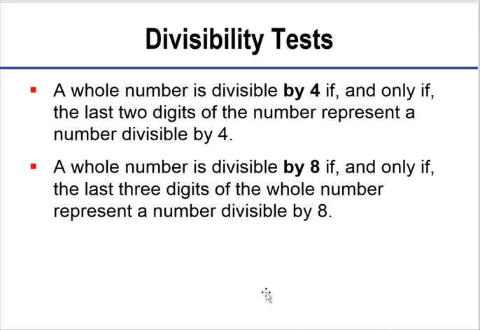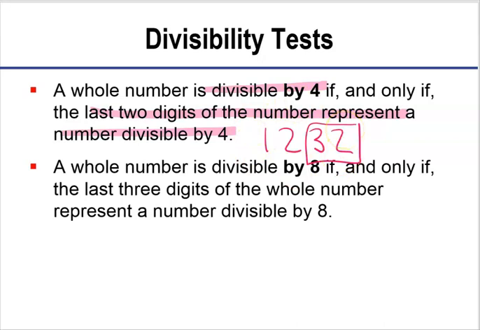How do you tell if a whole number is divisible by 4? Anybody know a trick for 4? Divisible by 4 if and only if the last 2 digits of the number are divisible by 4. So how about this one? If I give you 1,232, the reason I know that's divisible by 4 is because the last 2 digits, 32, is divisible by 4. 8 times 4 is 32, right? Then I know that entire number is divisible by 4.